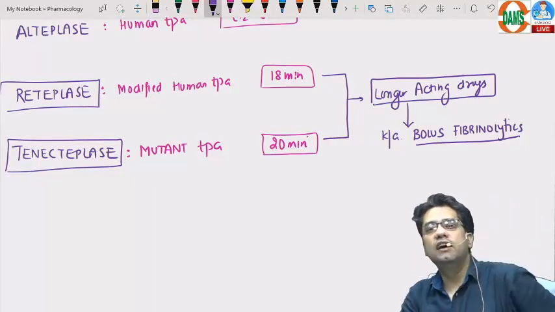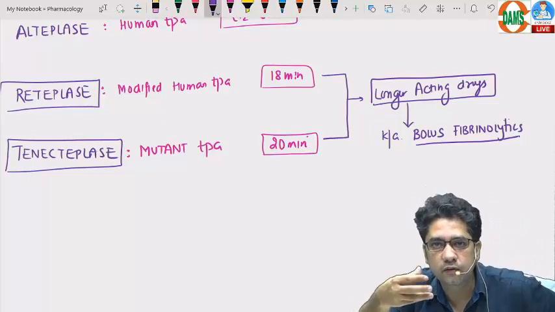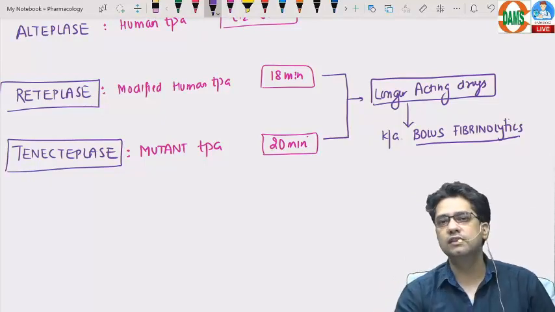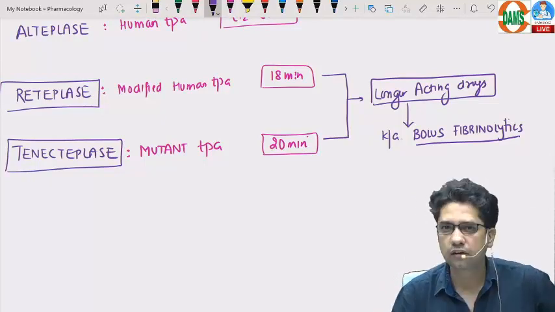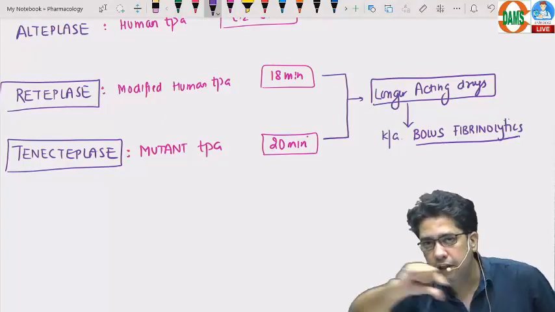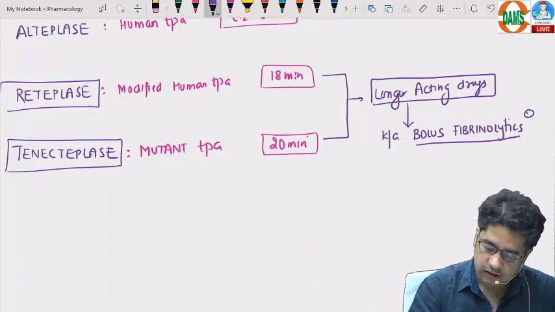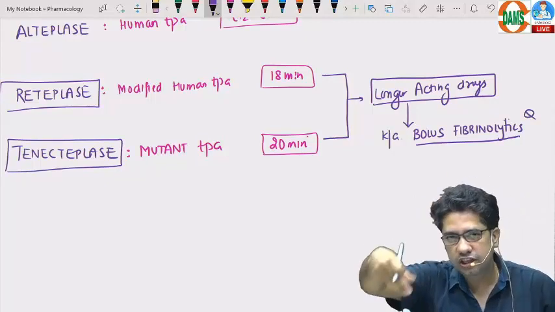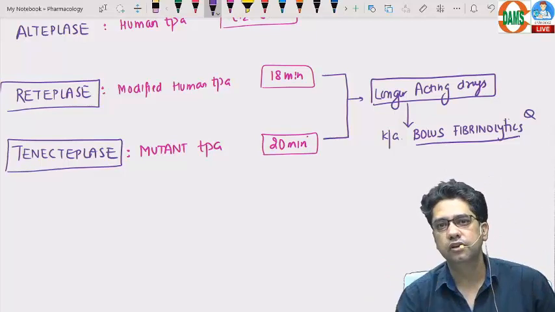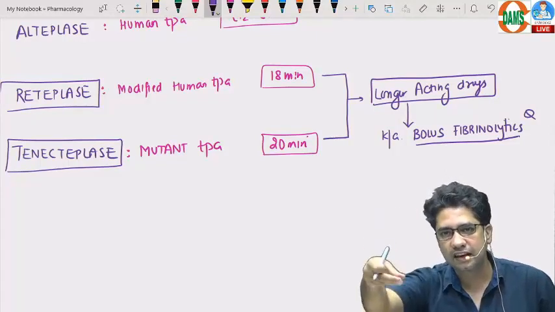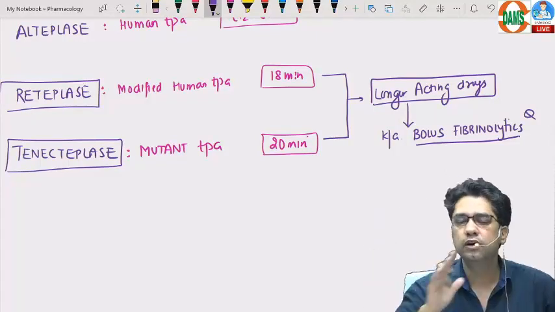Because as it is a longer acting drug, we don't need to give it by continuous IV infusion. We need not give these two drugs by continuous infusion. Unlike streptokinase, they are given as only one injection and we can go back to our work. We will give one single IV injection and we can go back to our work.